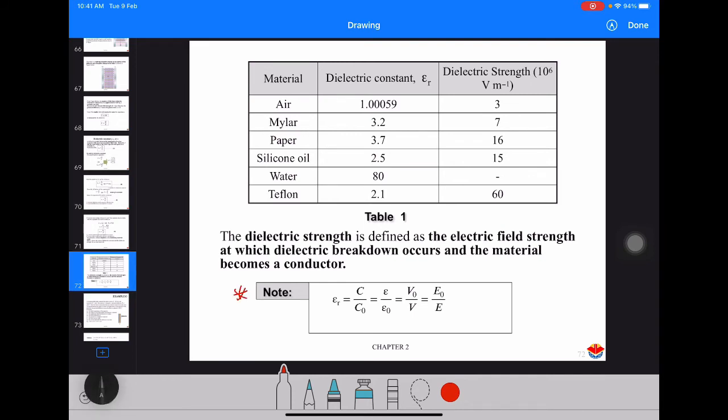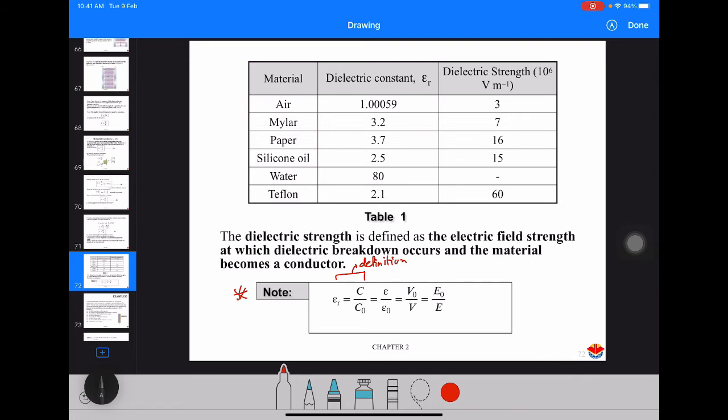So remember, from the definition, epsilon R, the dielectric constant, is actually a ratio of C over C0. This is the first part, from the definition. If you derive a little bit more, you will get epsilon over epsilon naught, V naught over V, and E naught over E. So for V and E, the one with the vacuum will be up there and the denominator is the one with the dielectric. For C and epsilon, the denominator is the one with the vacuum. Okay, so this is the dielectric constant.